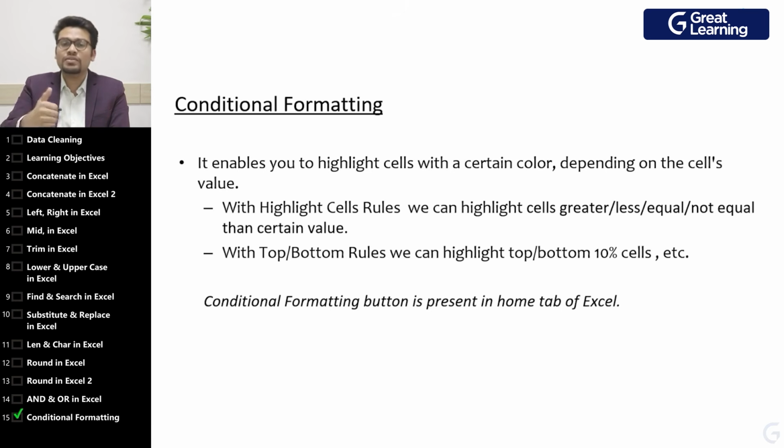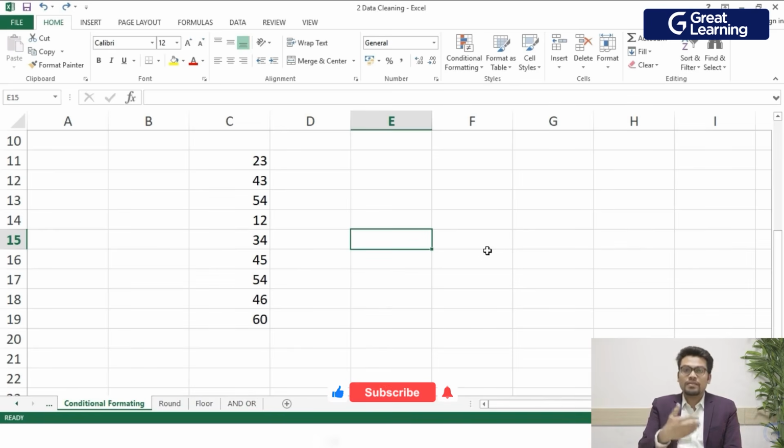This is different from sorting and filtering. Sorting just arranges the values, filtering selects the values, and conditional formatting highlights the values. So this is just as important as sorting and filtering in Excel. Now let's see how we can use this. Let's see how conditional formatting would work here.